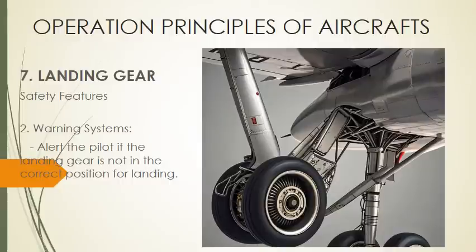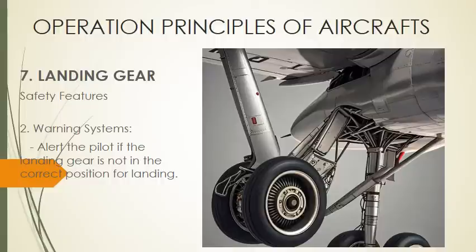Next, the warning systems. It alerts the pilot if the landing gear is not in the correct position for landing. This could be very dangerous. I already said the landing gear has a strut which bears the impact of landing. Let's say, for instance, the landing gear has not been fully extended, and then the aircraft lands. That can cause a lot of damage to the landing gear system, and even the fuselage, the body of the aircraft, can hit the ground, which could be dangerous.